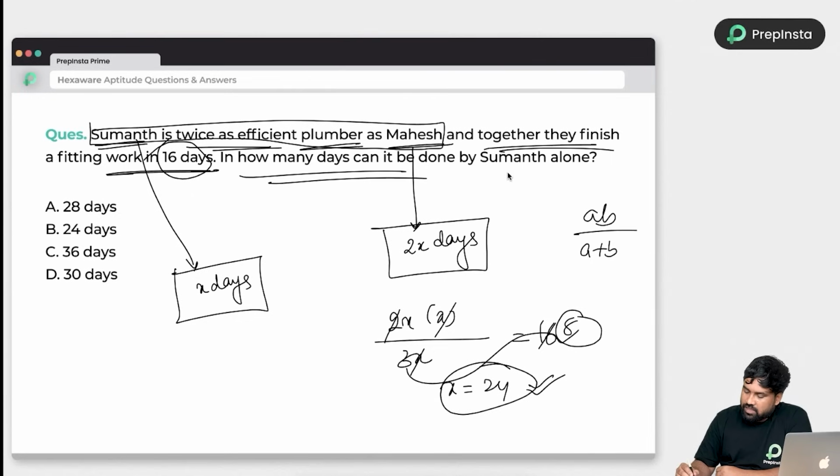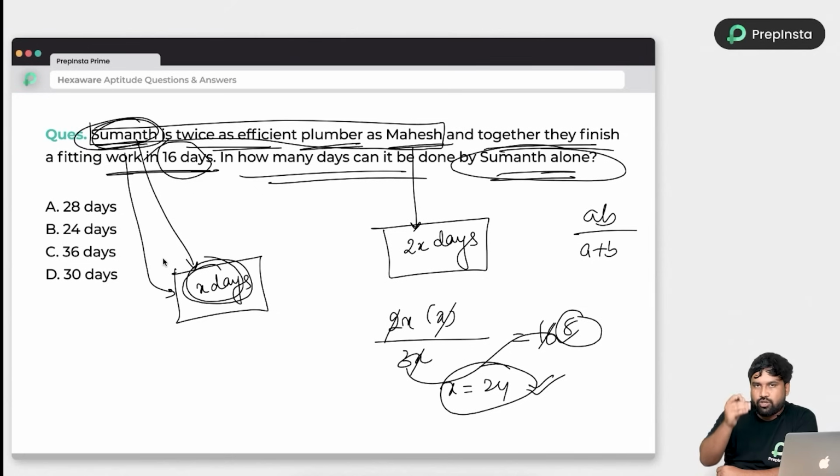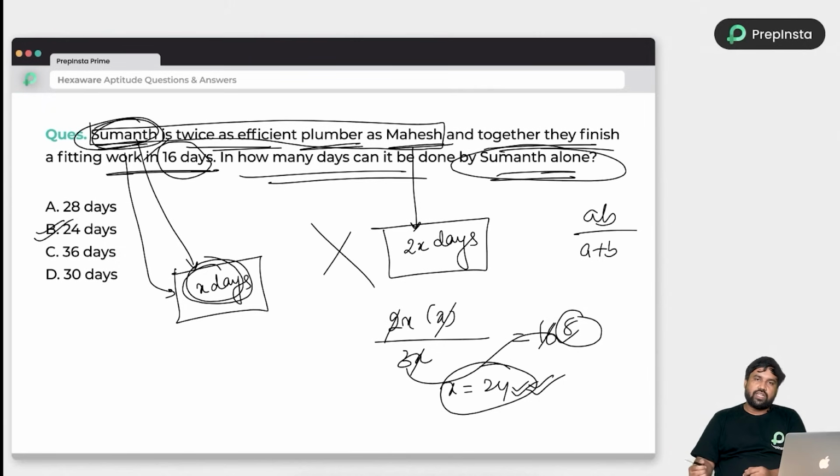Then how many days can Sumant alone do the work? Sumant alone can complete the task in x days, whatever we have assumed earlier, and this x value is 24. So option B is correct. People who don't know the way of doing can't do this problem within 20 seconds. But the people who know the logical approach for these types of questions will do the problem in just 10 seconds to 15 seconds.